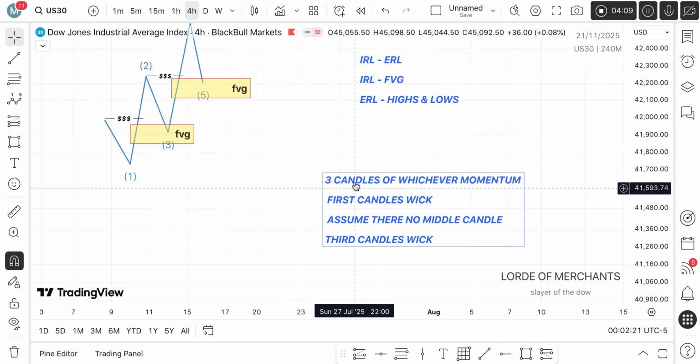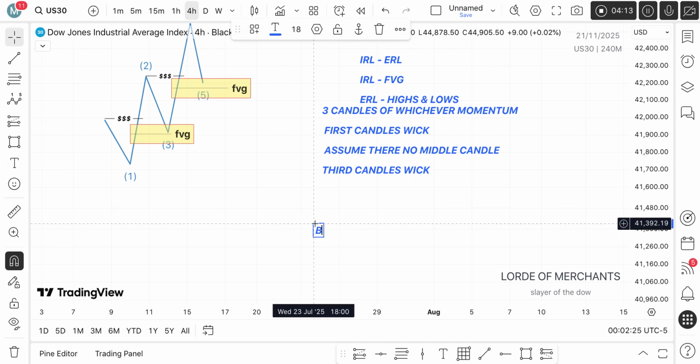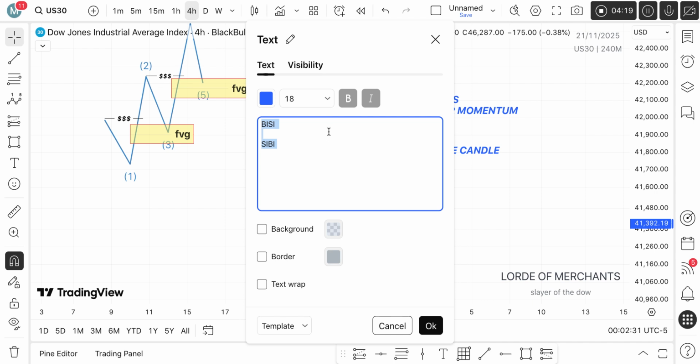So the two types of fair value gap, we have a CB and a BC. We have a BC, this one, and a CB. A BC is the one that offers support. This is when you want to go bullish. This one offers support. And the CB offers resistance.